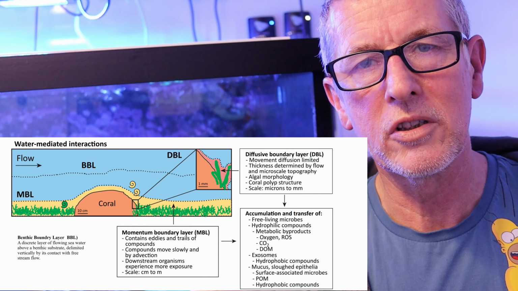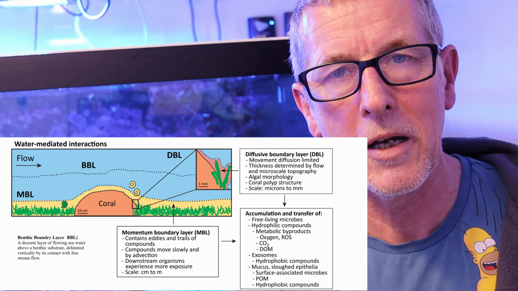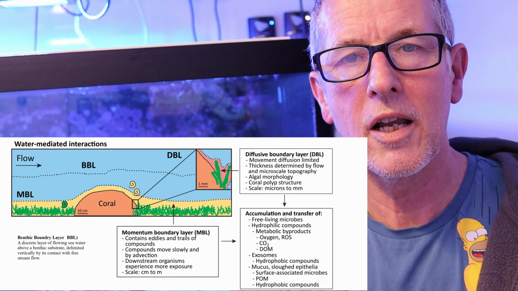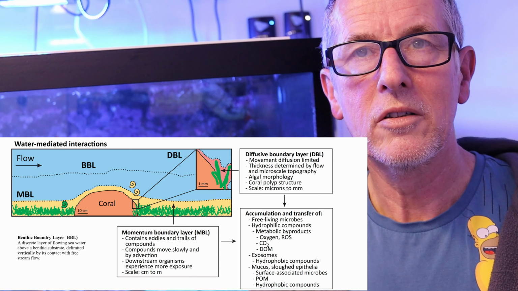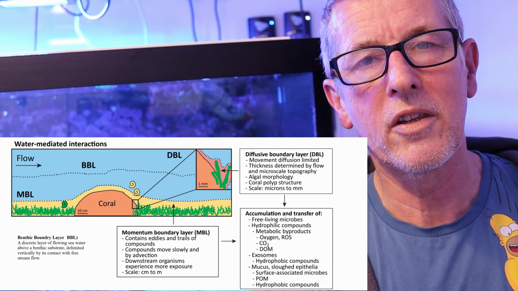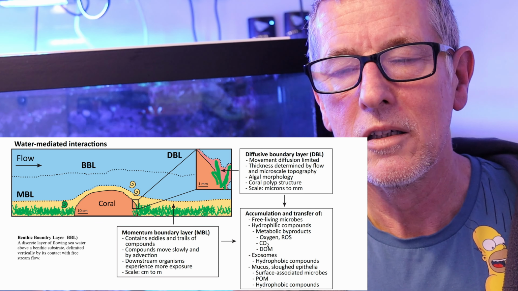But on a more kind of finer scale, what we have is boundary layers which surround the corals. So there's three essential boundary layers. If you look there, you can see the three layers that I'm talking about. You have a benthic boundary layer, a momentum boundary layer, and a diffusion boundary layer. In terms of the reef tank, the benthic boundary layer is not really relevant, I don't think. Benthic just means on the bottom basically.